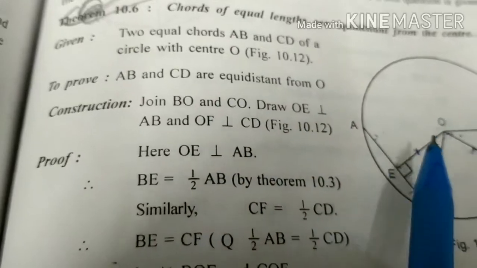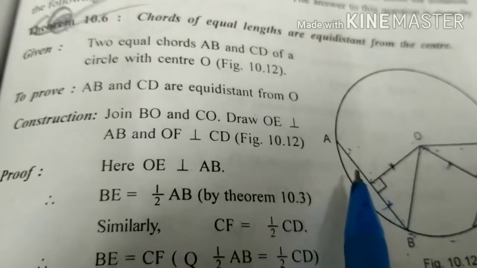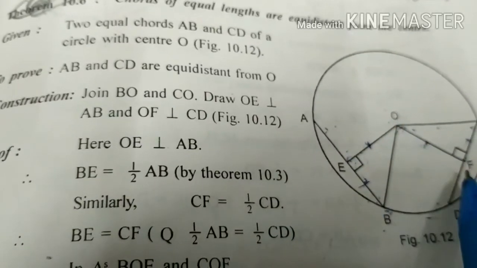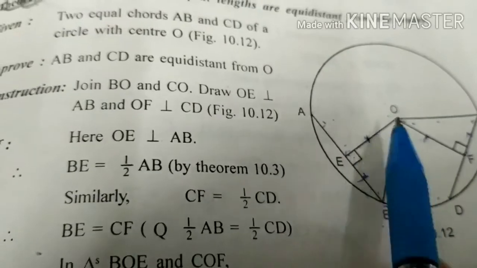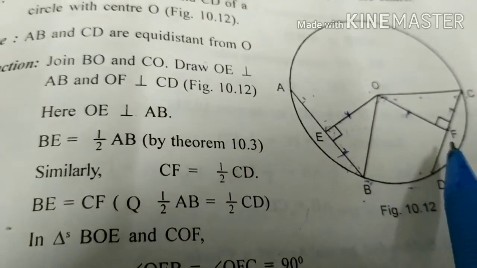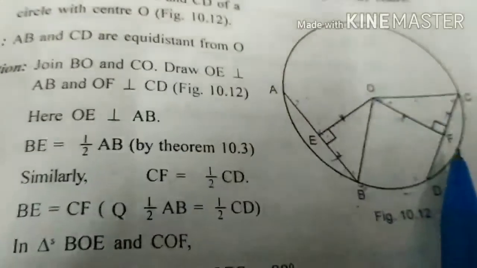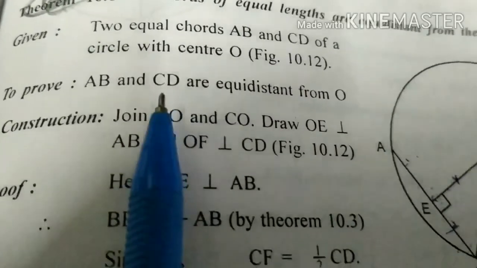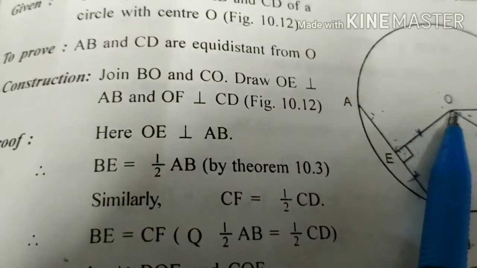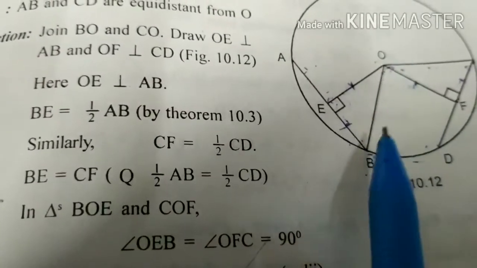Circle with center O, chords AB and CD are equal chords. To prove: AB and CD are equidistant from the center O, meaning equal distance from the center. For this we need a construction. That is why we join OB and then OC.